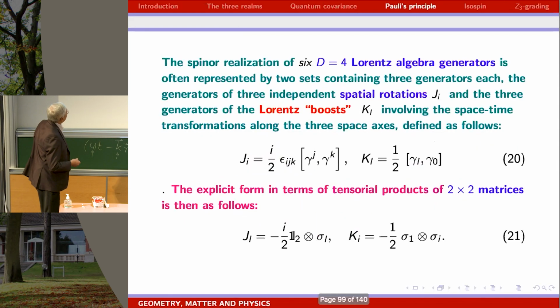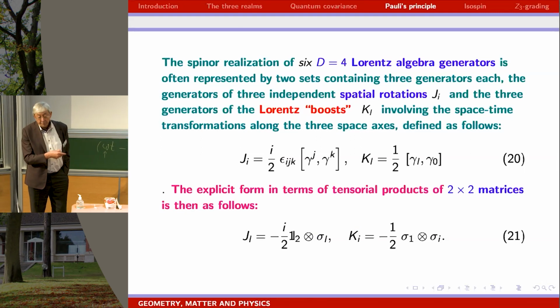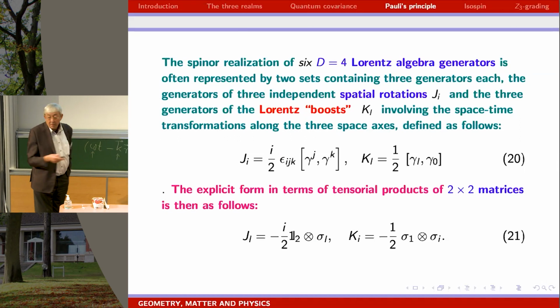Now, there are quarks. This is the standard representation of this algebra, SL2C, which is the same as the Lorentz algebra. The Lie algebras are the same.